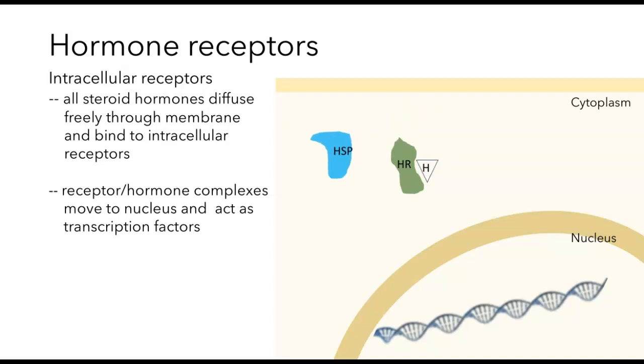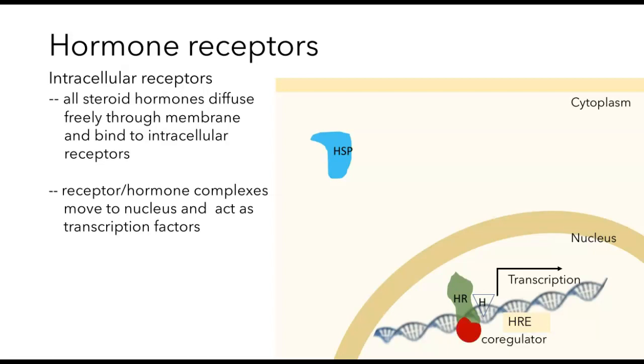This complex then can move to the nucleus and act as a transcription factor. It sits down on the DNA, it binds to what are called hormone response elements, and it can turn on or off transcription of specific sets of genes. This process often involves co-regulators, so other factors that are involved in this transcription factor complex.